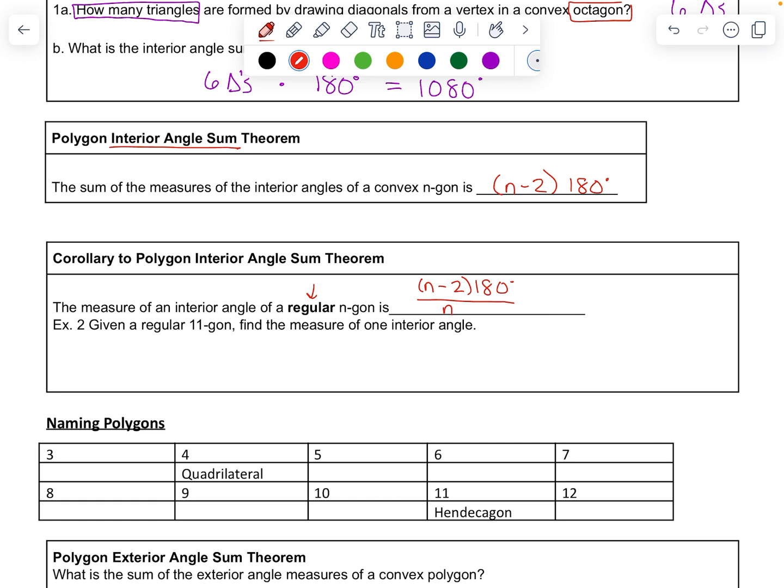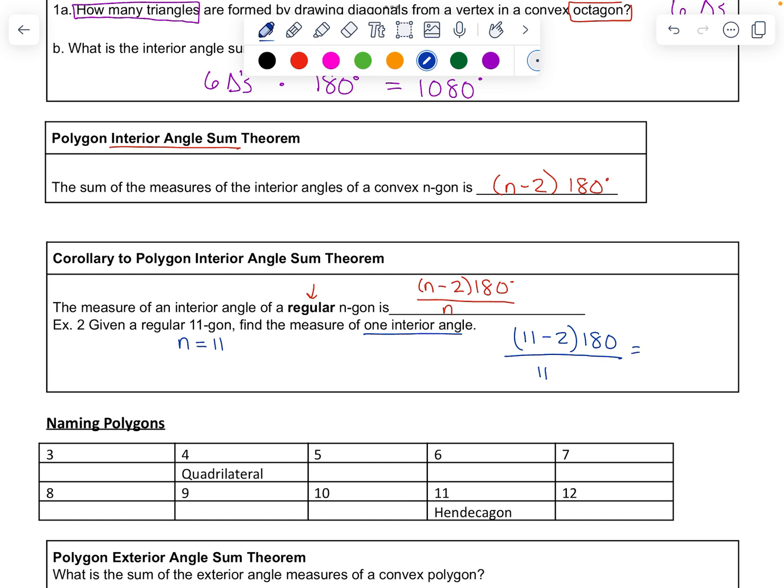So this one gives us an example. What if we have an 11-gon? So for an 11-gon, n equals 11. In this regular polygon, if I want to find one interior angle, I'm going to do 11 minus 2 times 180, because remember n is how many sides it has. And then we're going to divide that by 11.